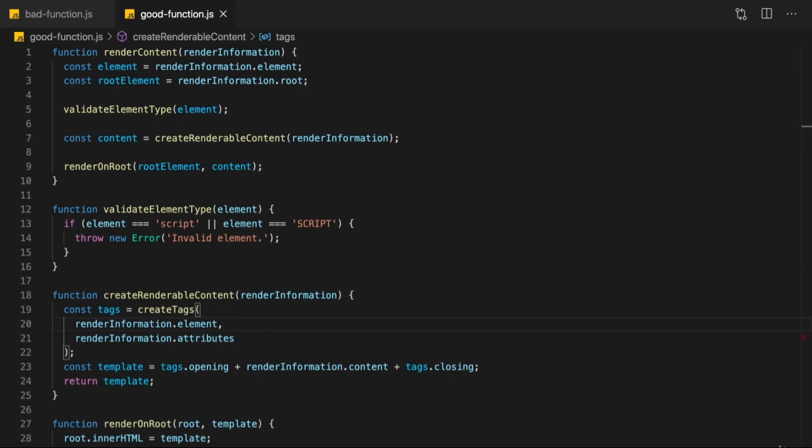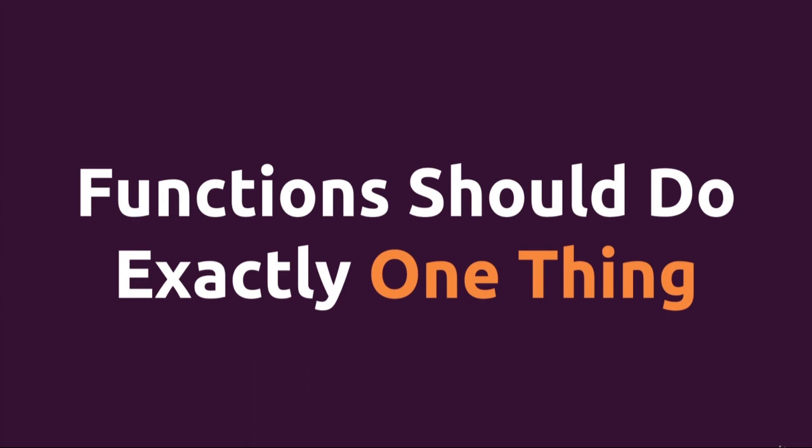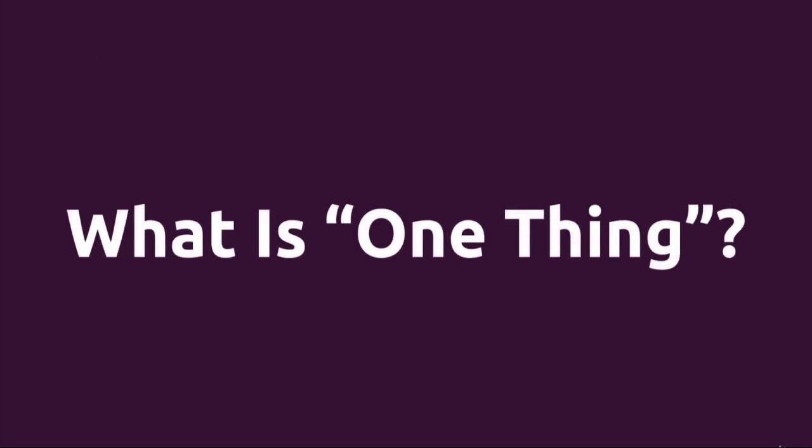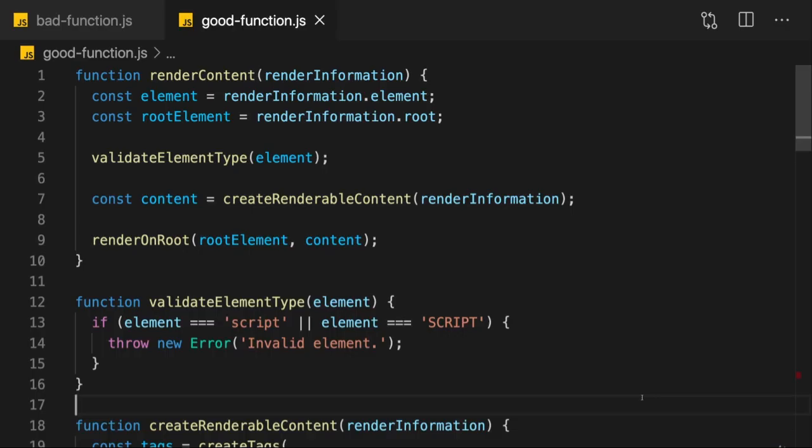Now, one question you might be asking yourself now is, how did I decide what to outsource and which code to put into separate functions? And here we have a simple rule. To write small functions, we should write functions that do exactly one thing. But of course, that brings up a new question. What is one thing? Because if we have a look at this refactored example, it's easy to argue that this function is doing more than one thing. It's validating the element type, creating renderable content, and rendering this on a root element.